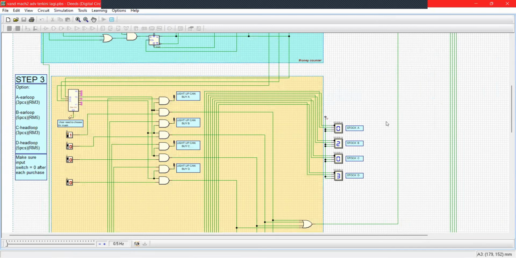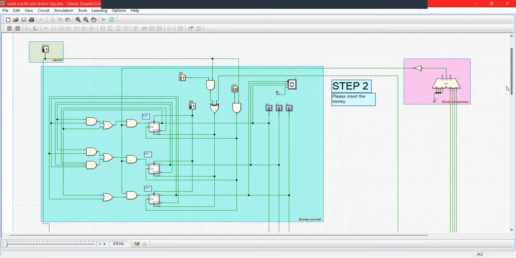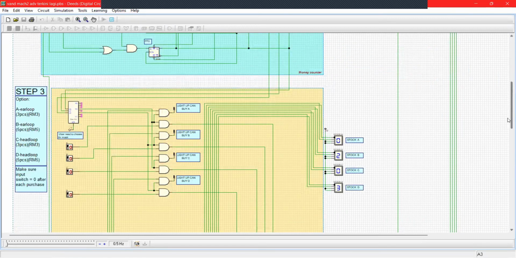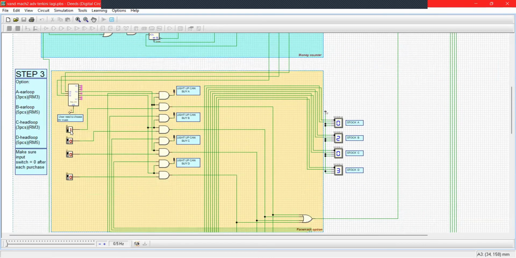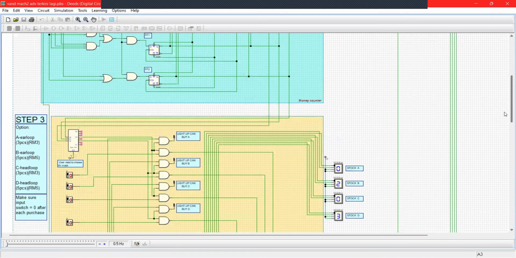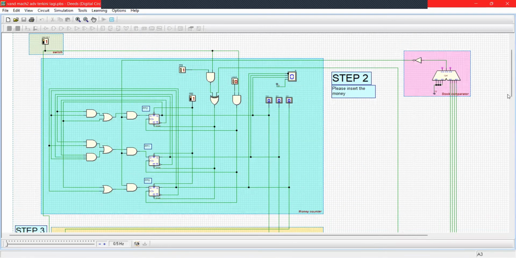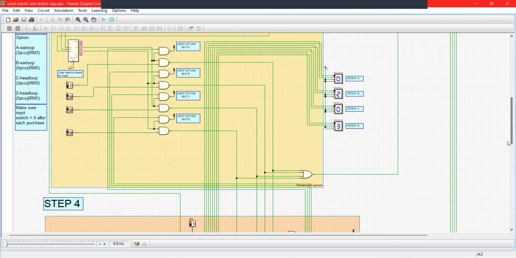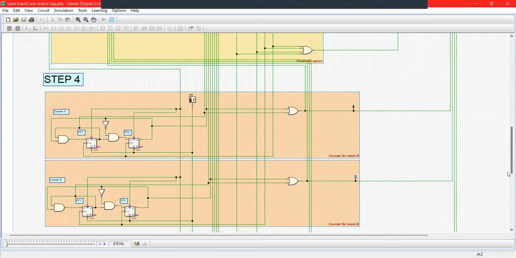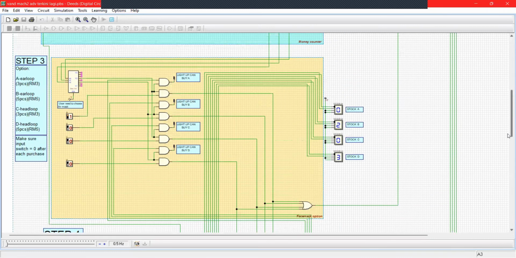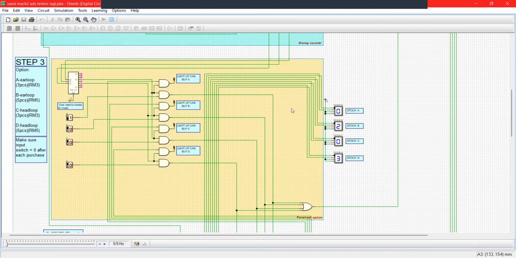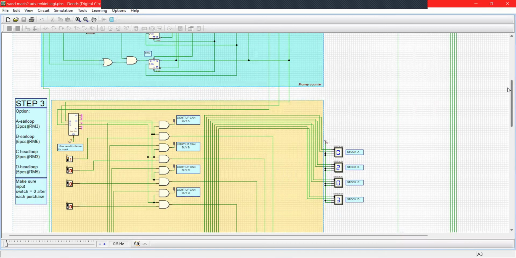Then we can see that stock A has finished. After this, we may not be able to buy stock A anymore. For example, I input 1, 2, 3 ringgits, and I'm going to buy A. See, we cannot buy it. Next, after that, we can see that if all the stock is cleared also, we cannot buy it.